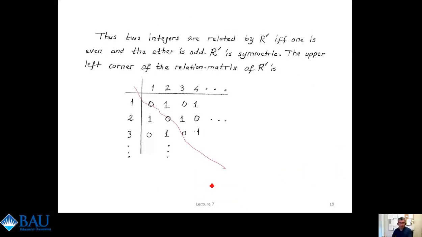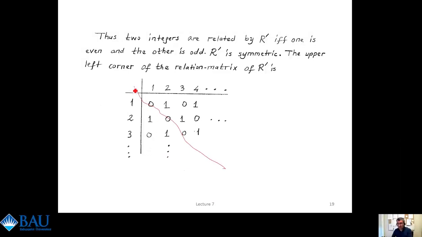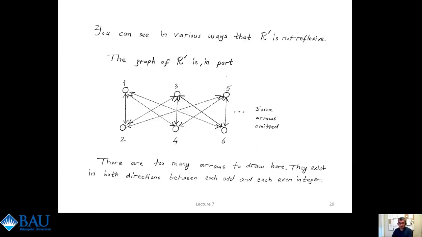Look at the matrix. To be a reflexive, main diagonal, all of them must be 1. This is a main diagonal. All of them must be 1. Is that really all of them 1? No, for example, look at the 1, 1. This is not 1, so you don't need to check the rest. This is not reflexive.